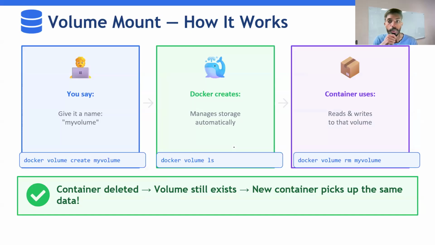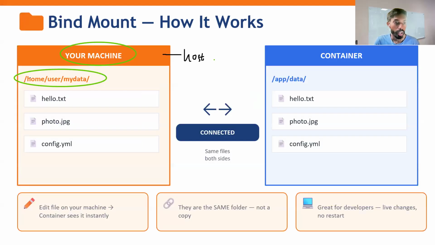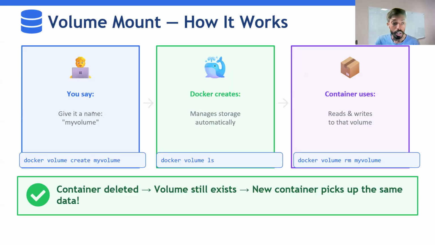So next thing is volume mount. The volume mount means you don't need to create the exact path, like this /home/user/mydata. You're not the person who is going to do that. Docker itself will find a particular location and create the storage, called my-volume. Then when the container maps that volume, the container itself reads and writes data to my-volume. It is the same idea.